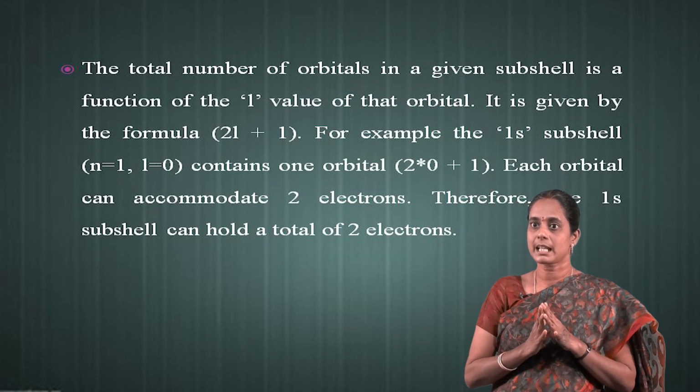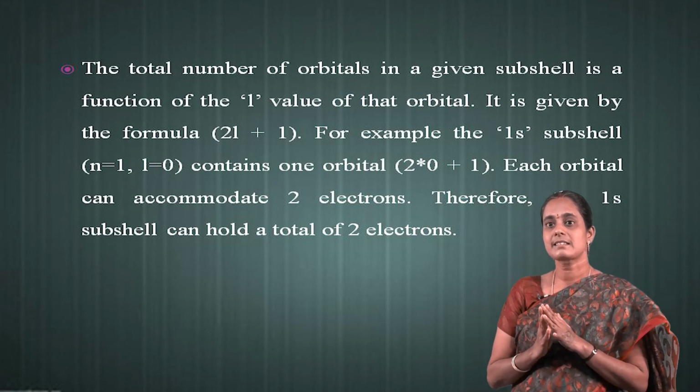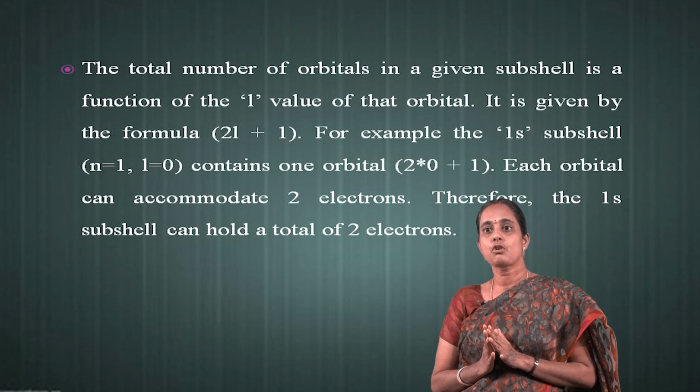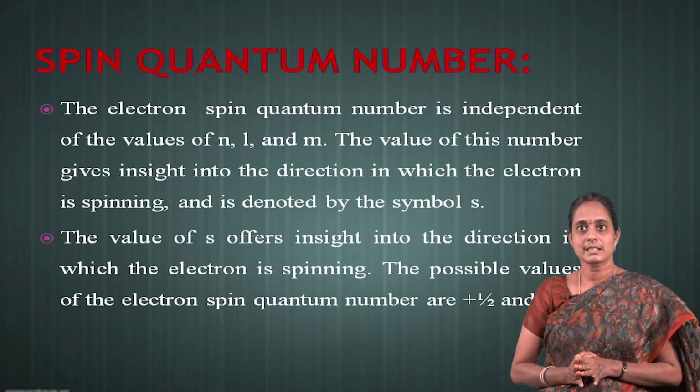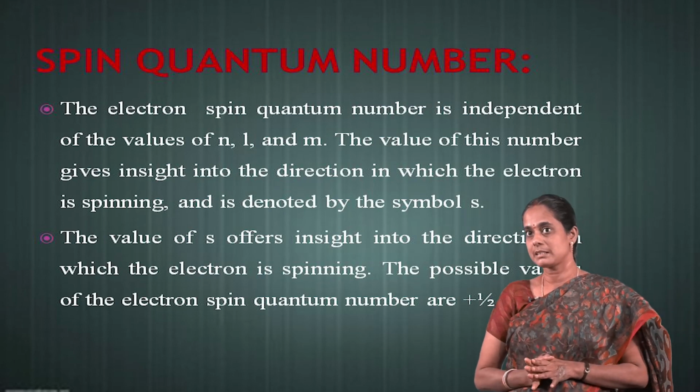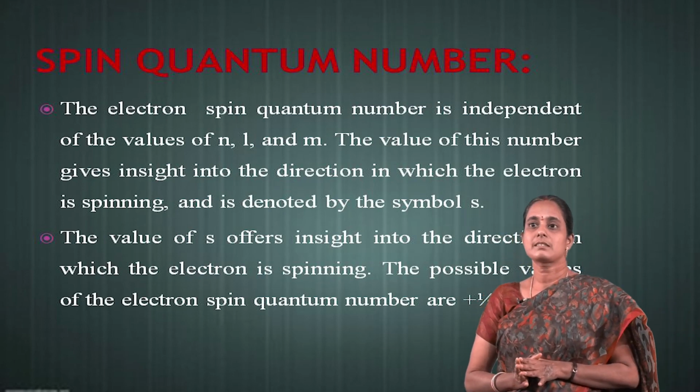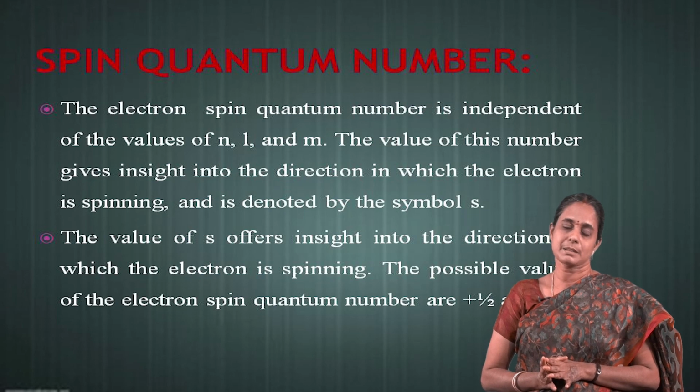It is similar for the f subshell. It contains 7 orbitals, so 14 electrons are accommodated in the f subshell. The last one is the spin quantum number. The spin quantum number is denoted as s, small s.